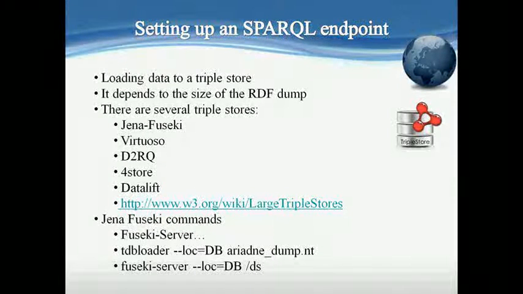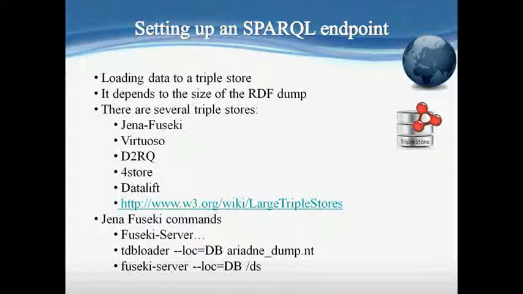For example, DBpedia uses Virtuoso. In some projects, we used Jena Fuseki for loading RDF dumps in a triple store. And afterwards, you can use some Fuseki commands to load the data in a triple store and set up a SPARQL endpoint on top of that.